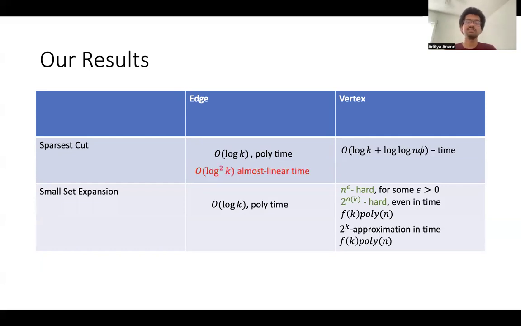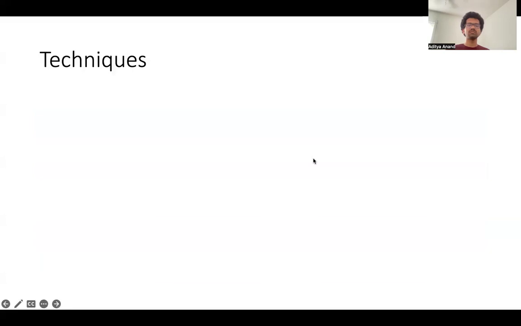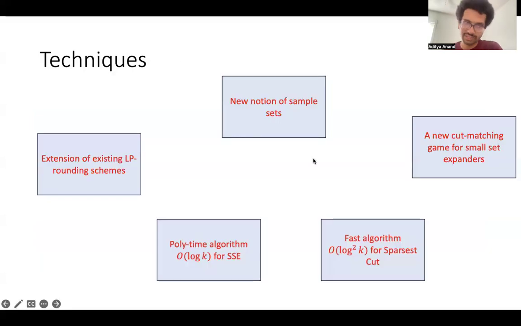And the second set of results is basically almost linear time algorithms. We give a log square k approximation for sparse cut in almost linear time, and a log square k plus log square log n phi algorithm for vertex sparse cut in almost linear time. So now let me talk briefly about our techniques. Let me focus on these two results, the polynomial time algorithm for small set expansion and the fast algorithm for sparse cut.